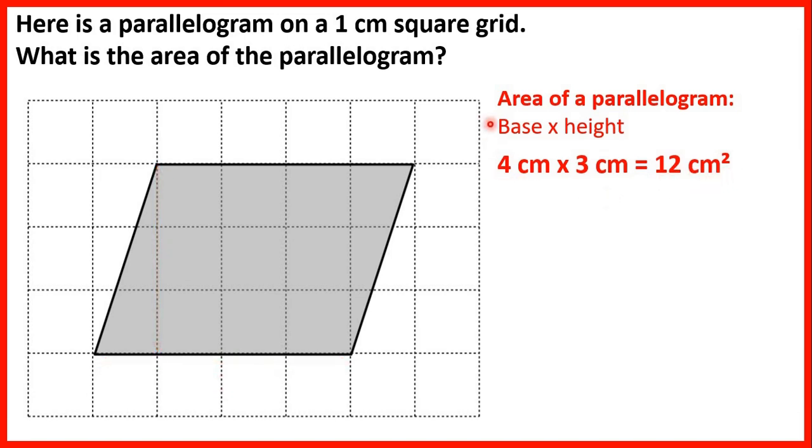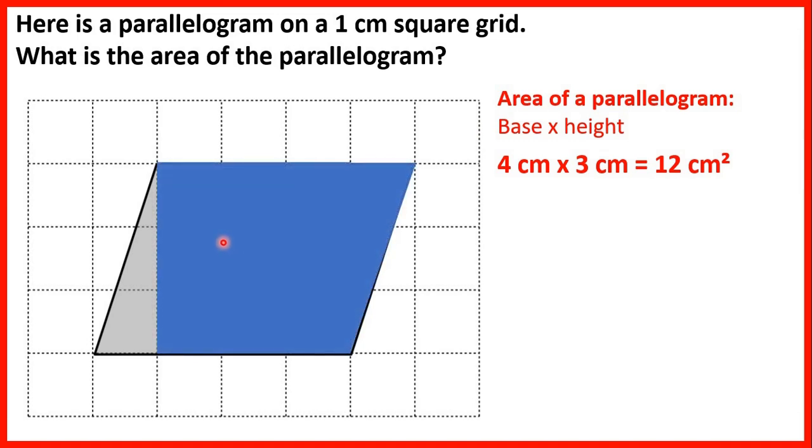Now to see why the area of a parallelogram is the same as the area of a rectangle, what we can do is split our parallelogram into 2 pieces, and then we can see that if we move this piece here, then we can make a rectangle. And we can do this with every parallelogram. We can cut off the end, move it, and we have a rectangle. So that's why the formula for finding the area of a parallelogram is the same as finding the area of a rectangle.